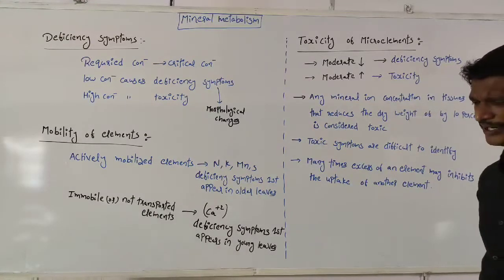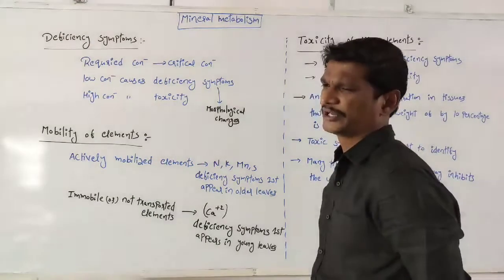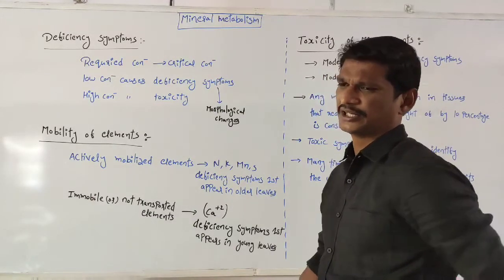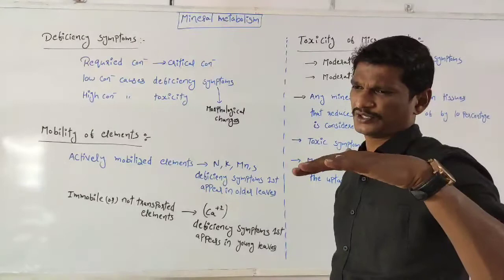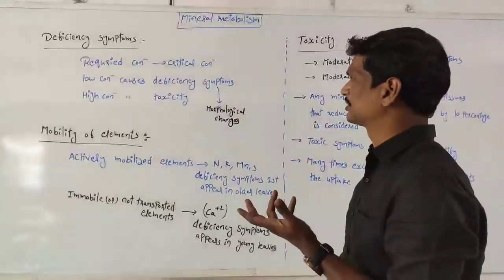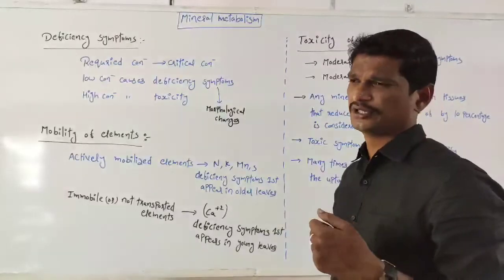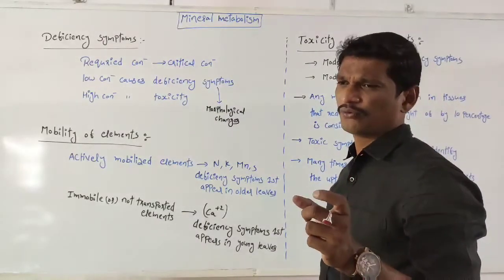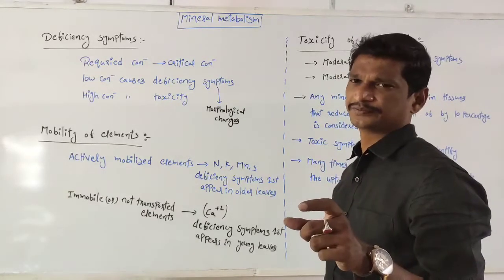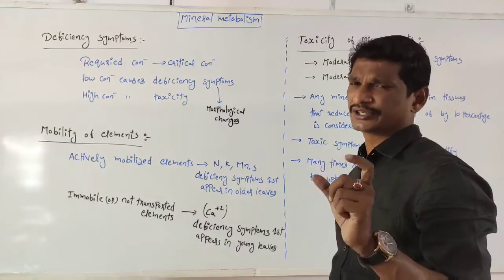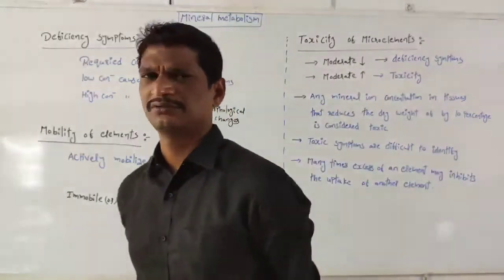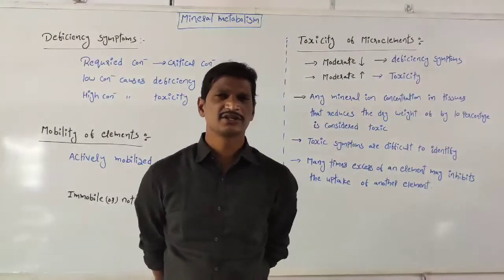See, in a plant there are micronutrients. If the micronutrients are present at a balanced state, that concentration is called what? That particular concentration is called critical concentration. The balanced state of micronutrients or macronutrients, that balancing concentration, is called critical concentration. That is nothing but the required concentration.